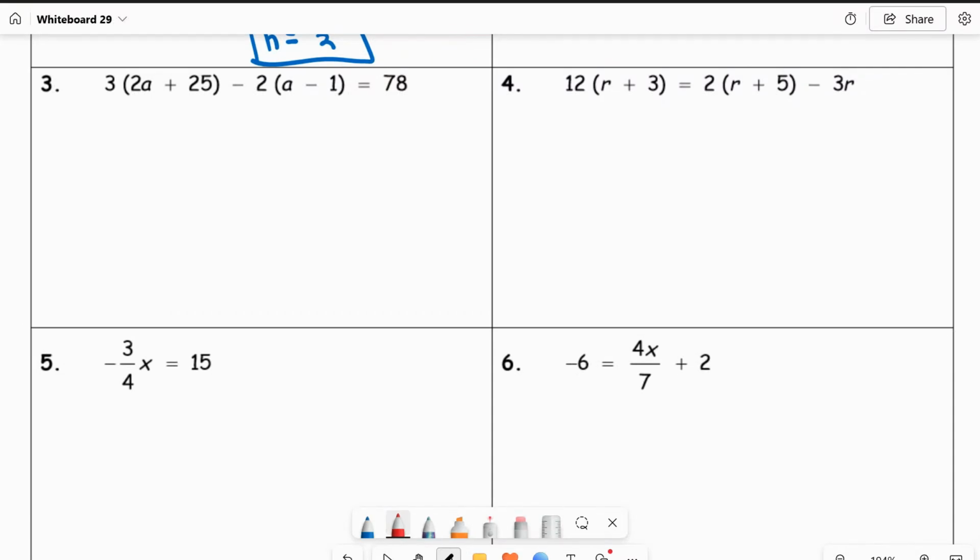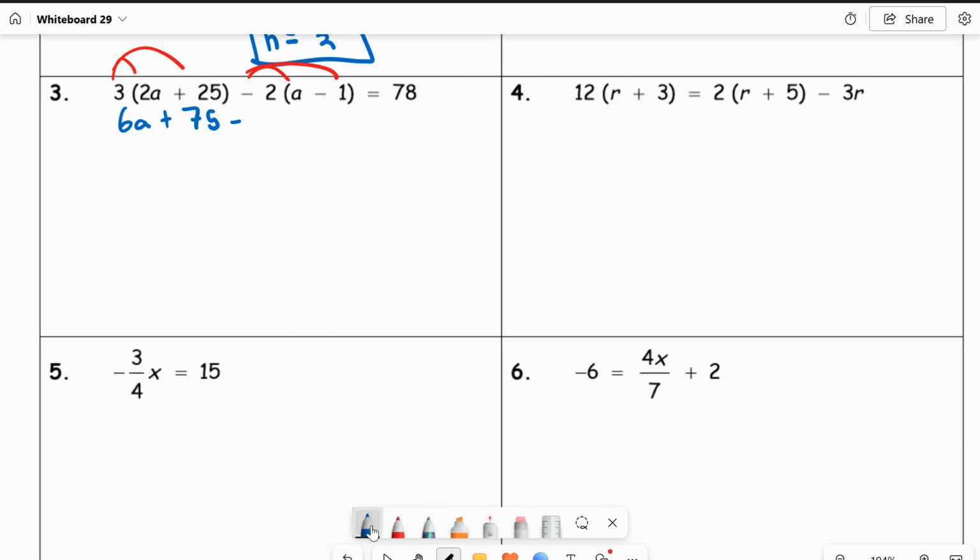So for number 3 here, like it says in the steps above, let's start by applying the distributive property. So let's distribute 3, and let's distribute negative 2. So 3 times 2a gives me 6a. 3 times 25 is 75. Negative 2 times a is negative 2a. Negative 2 times negative 1 is positive 2. And that equals 78.